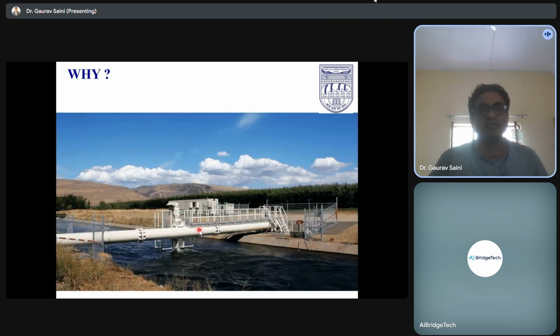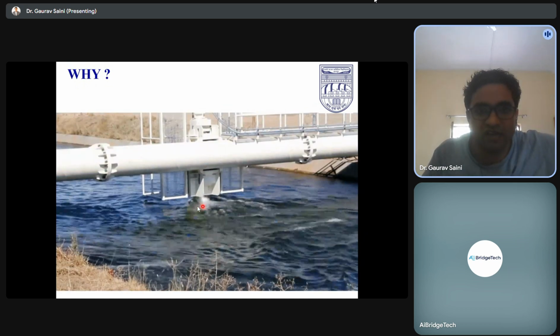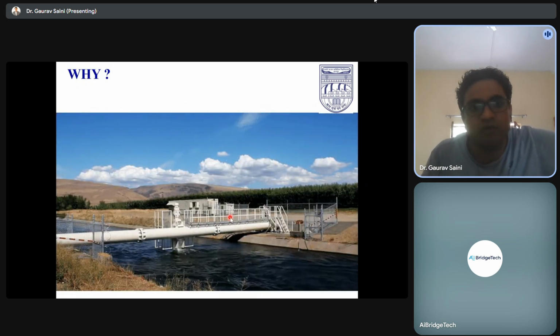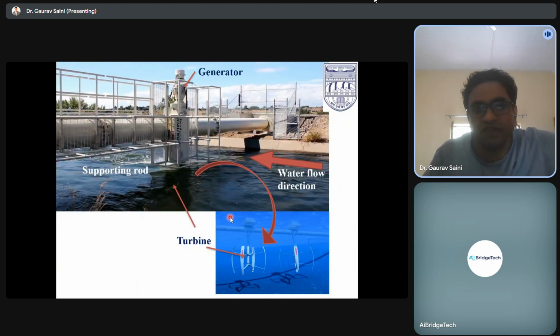So next is why we are using this. You can see over here, this is the water interacting with the turbine. So we have to have a proper understanding of the velocity of the water. Suppose we have the turbines over here, and this is the direction of the flow.